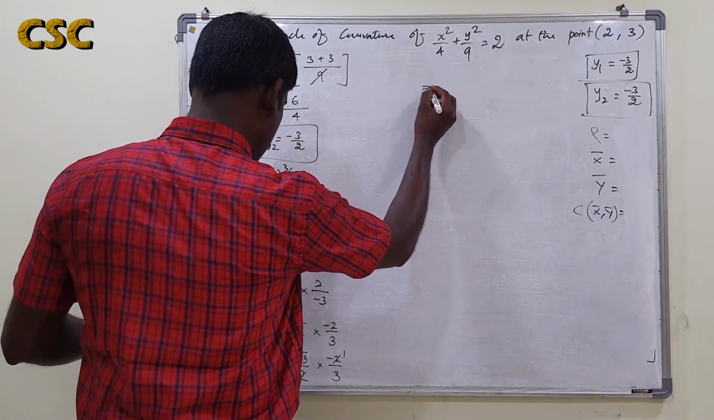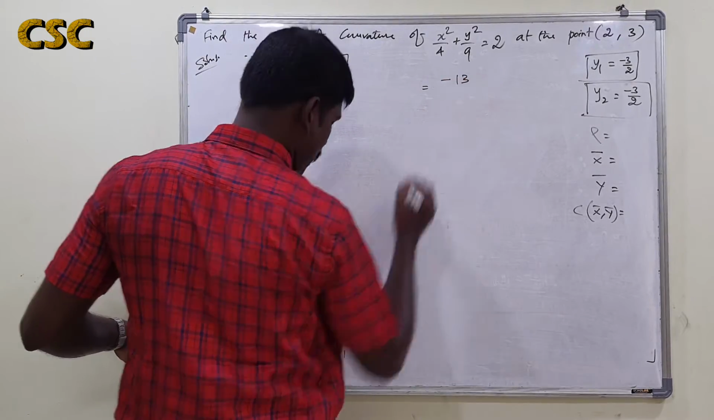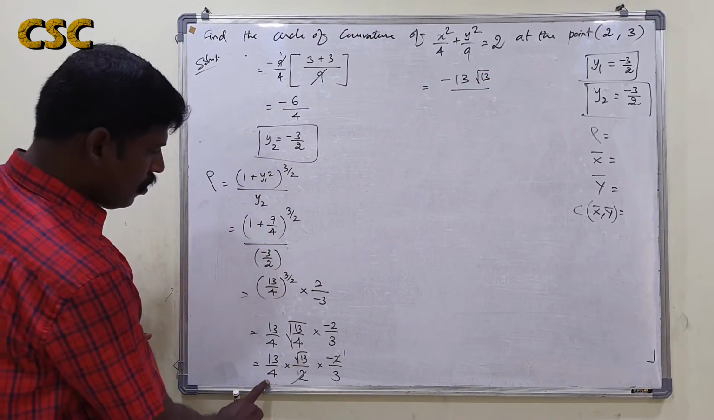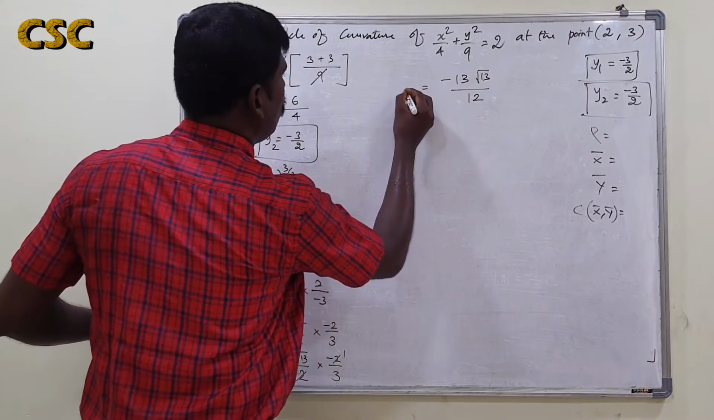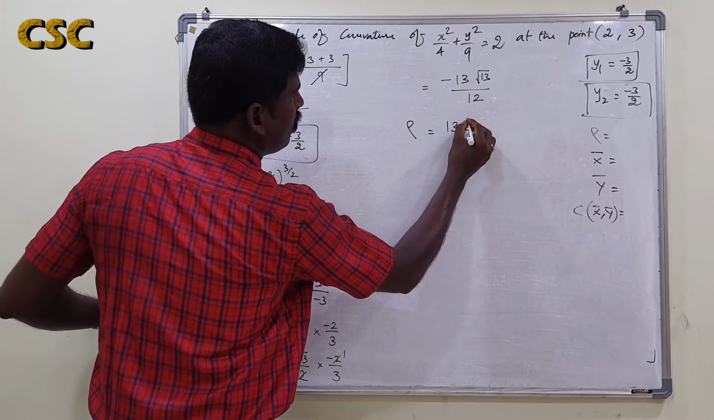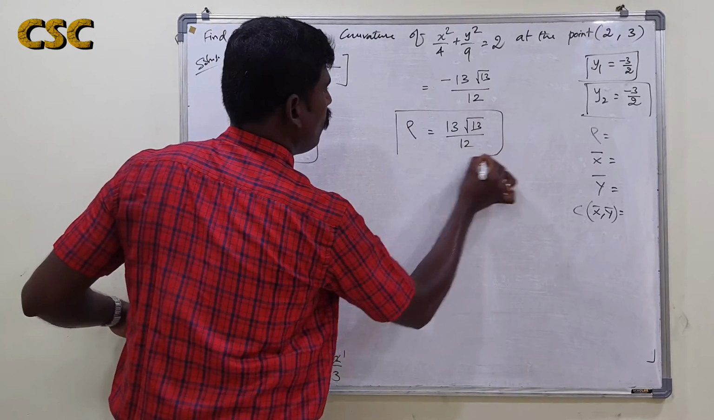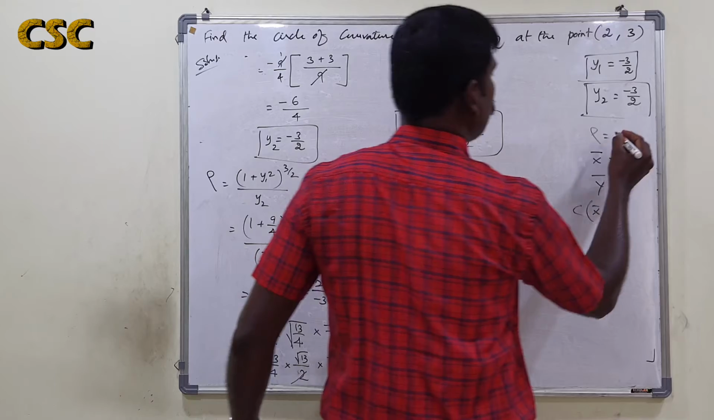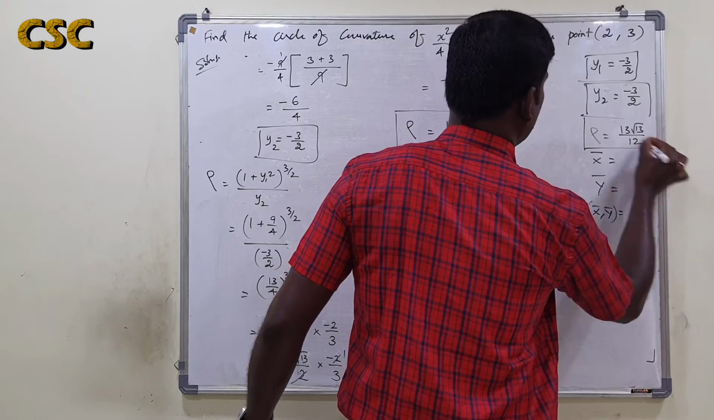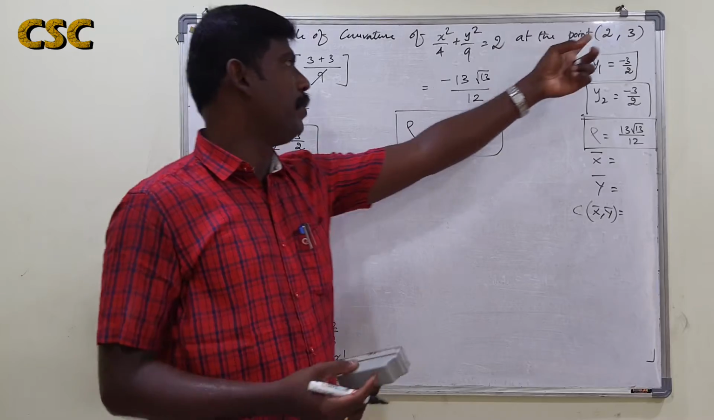Right? What is the value? That is equal to minus 13 into root 13 in the denominator, so minus is also there. So 13 root 13 by 4 into 3 is 12. So what is rho? Positive value of 13 root 13 by 12. So this is the value of rho, 13 root 13 by 12, which is the radius of curvature of this curve at the point 2 comma 3.